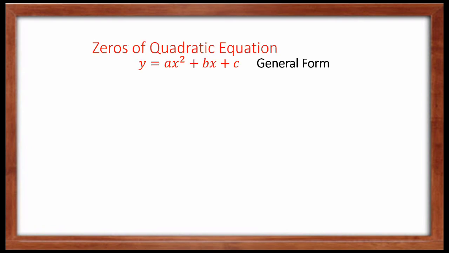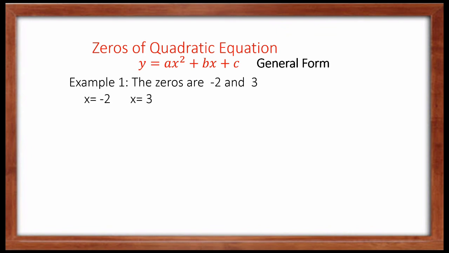Okay, let's have the last condition, the zeros of quadratic equation. Again, we will use general form y equals ax squared plus bx plus c para ito yung ating maging format ng ating equation of quadratic function. How about the given example? The zeros are negative 2 and 3.